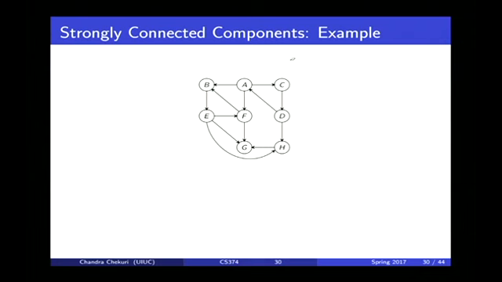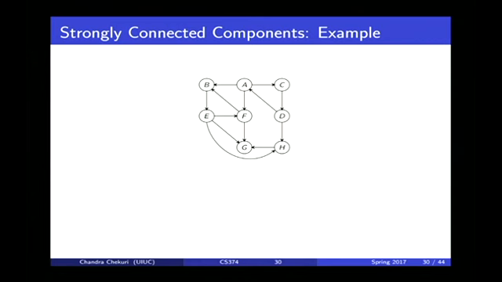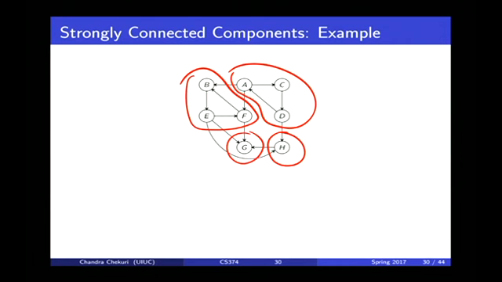B and F. But we want maximal strongly connected components, not just any. What does it mean to be an equivalence class? It is the maximal set such that its members have the relationship. So we need to include everything that is in that component. In this graph, this is one strongly connected component, and this is another. That is the partition of the graph into strongly connected components.